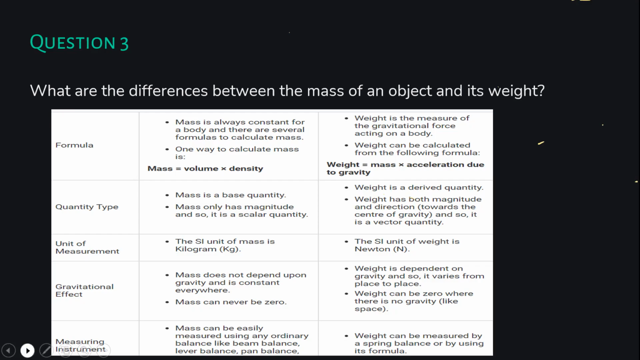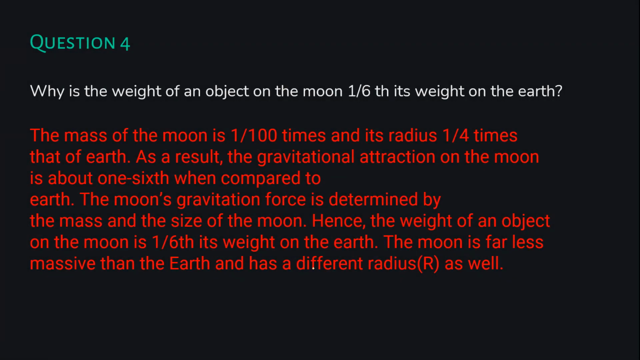It's very clear, right? So let's see this question. Why is the weight of an object on the moon 1/6 of its weight on the earth? The mass of the moon is 1 by 100 times and its radius is 1 by 4 times that of earth. So we saw the mass of the moon and mass of the earth and radius of the moon and radius of the earth in the previous slides. And we get to know that the mass of the moon is 1 by 100 times the mass of the earth, and it is 1 by 4 times the radius of the earth. As a result, what will happen? Gravitational attraction on the moon is 1/6 when compared to earth. How do we calculate the gravitational attraction?